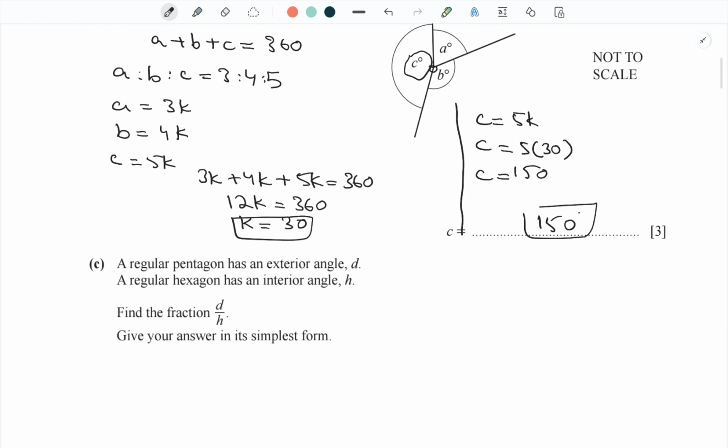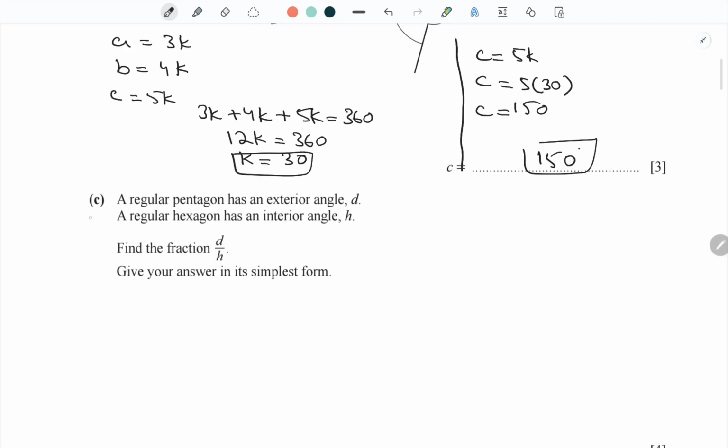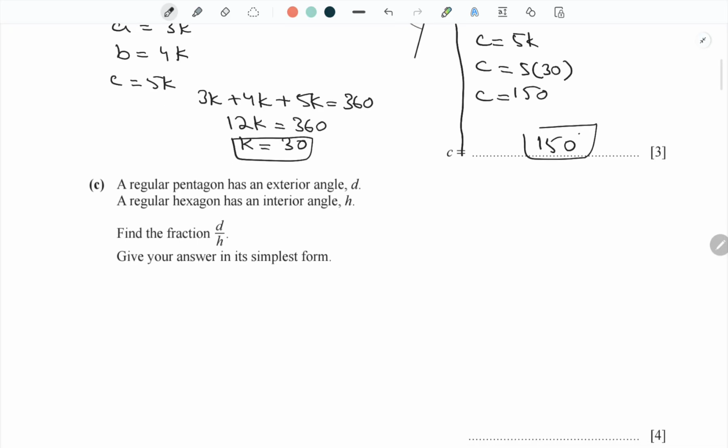Now we move to the third question. In question number 3, a regular pentagon has an exterior angle d. Pentagon means we have 5 sides. A regular hexagon has an interior angle h. Find the fraction d over h. Give your answer in its simplest form. Since we have a pentagon, n equals 5, so d equals 360, the complete angle, over 5. So d equals 72.